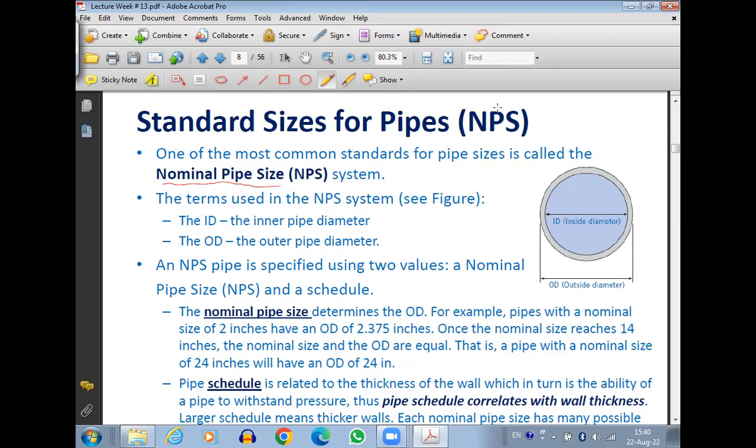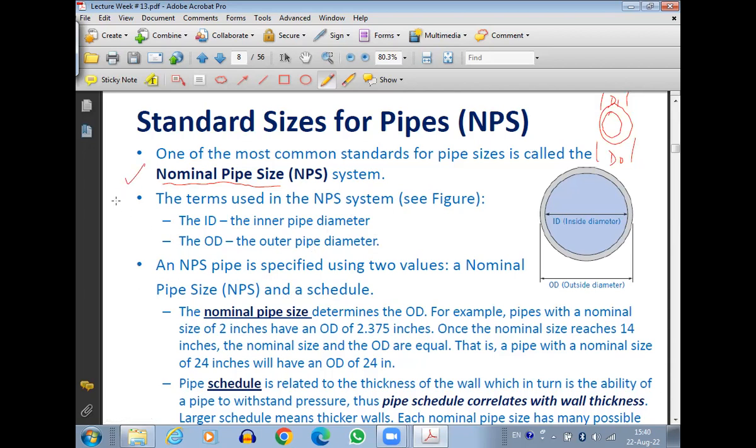Because you know that the pipe normally has a certain thickness, and based on the thickness of the pipe, you have an outer diameter and then obviously an inner diameter. So when a specific size of the pipe is mentioned, what does this mean? Is it the outer diameter or the inner diameter? In reality, it is neither the outer diameter nor the inner diameter, but the nominal pipe size.